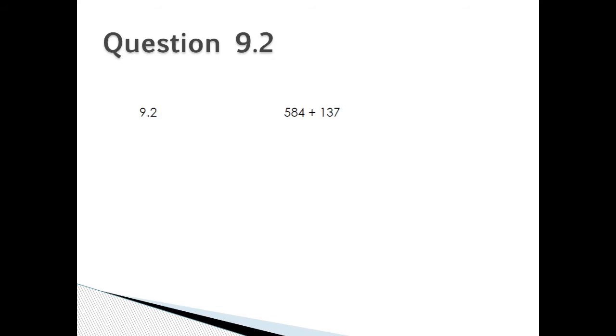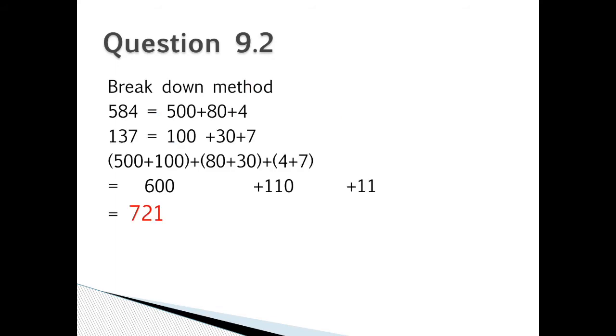584 plus 137. The place values for 584 is equal to 500 plus 80 plus 4. And for 137 is 100 plus 30 plus 7. So 500 plus 100 is 600. 80 plus 30 is 110. And 4 plus 7 is 11. Now, because we have got more than 100 for the place values of the 10, you will move the 100 to the hundreds place, making it 721.